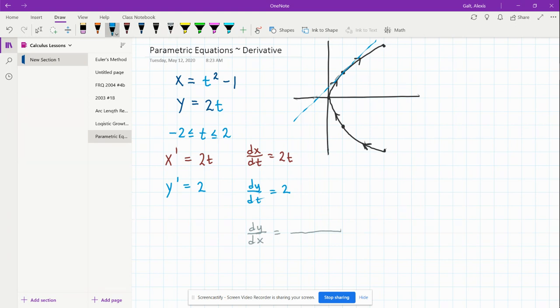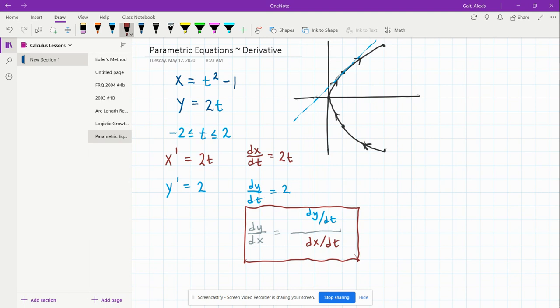The way you're going to get dy/dx is you take dy/dt divided by dx/dt. Then you can kind of visualize your dt's cancel out and you get dy/dx. So this is how you find slope of the path for a parametric set of equations.